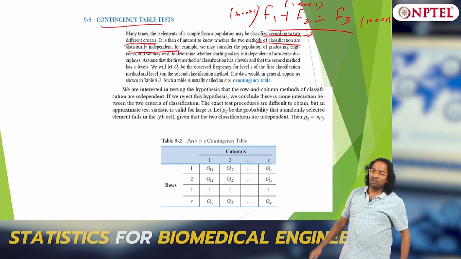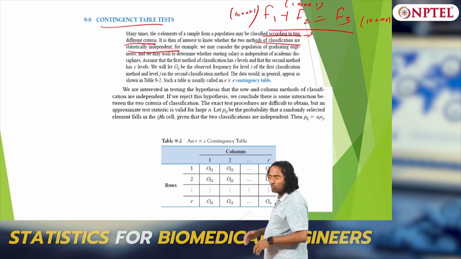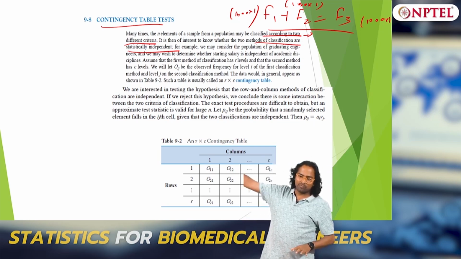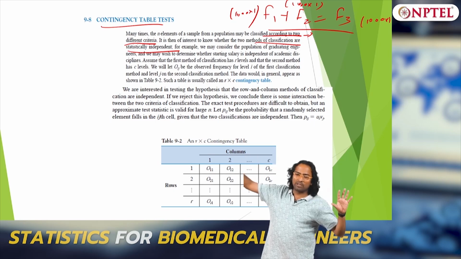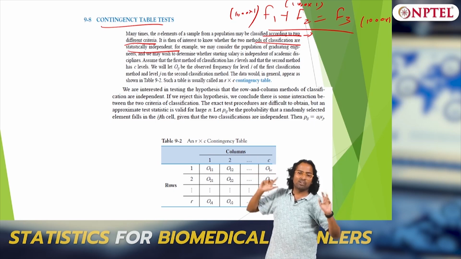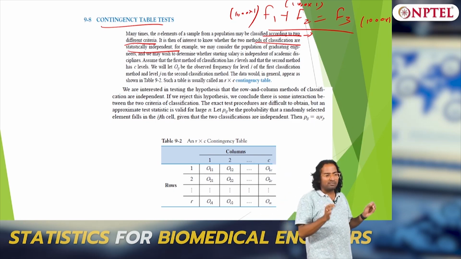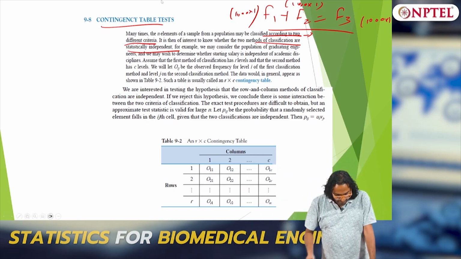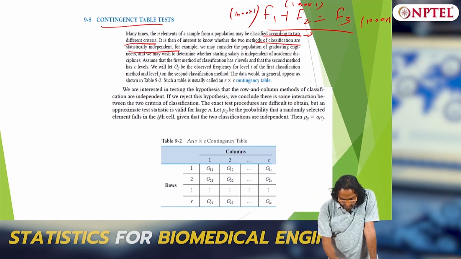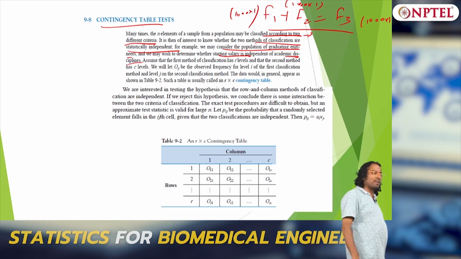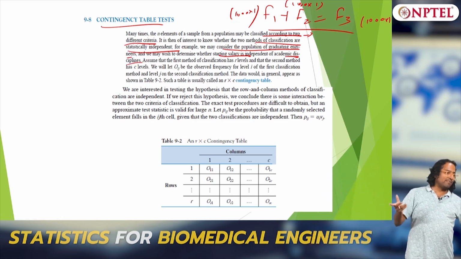Suppose you have feature C1 and feature C2, you classify using feature C1, you classify using feature C2. You want to know whether these 2 methods are independent or not. That means you want to know whether C1 and C2 are independent or dependent. For example, we may consider the population of graduate engineers and ask whether the starting salary is independent of academic discipline. So starting salary is one variable and academic discipline is another variable.